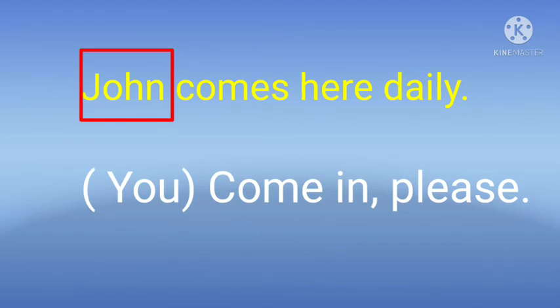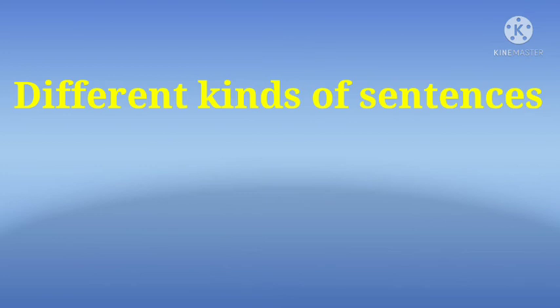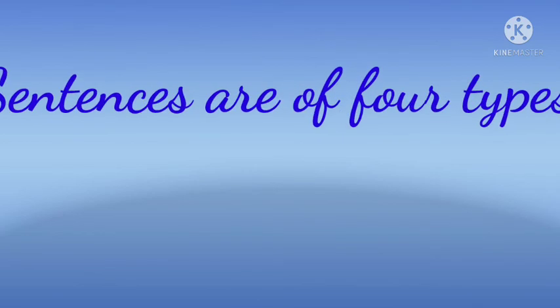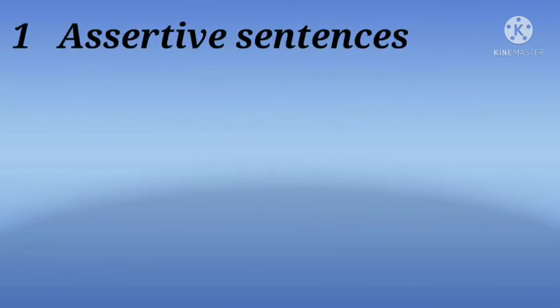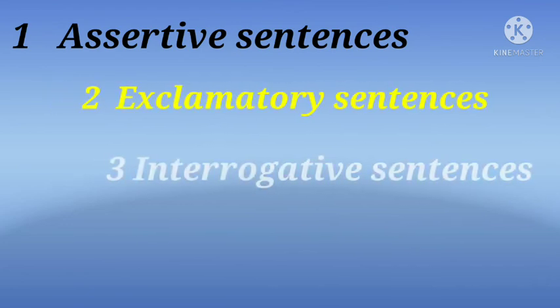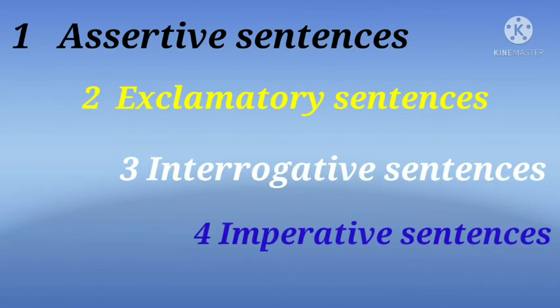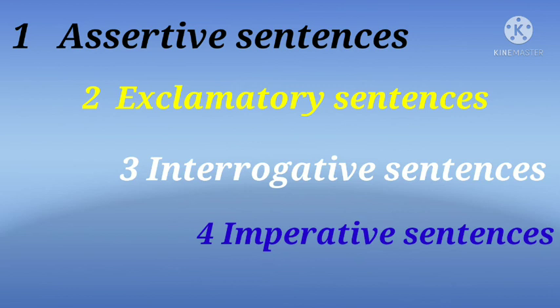Now let me say something about the different kinds of sentences in English. There are several kinds of sentences in English. According to one kind of classification, there are 4 types, namely assertive, exclamatory, interrogative, and imperative. What is an assertive sentence?